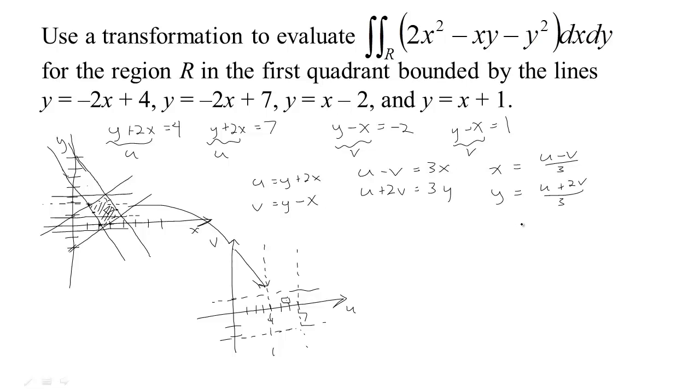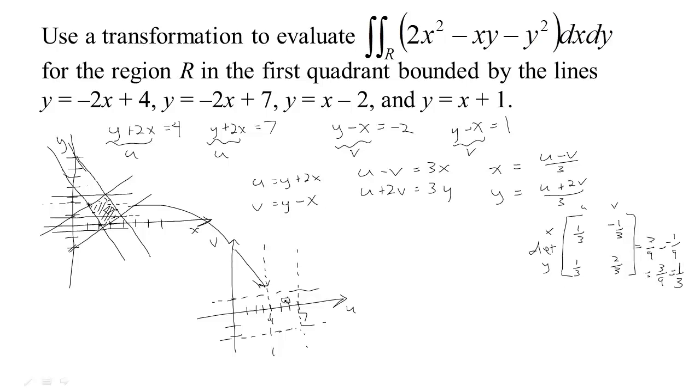Then I can just calculate the Jacobian in this case. So I've got my outputs x and y, and I've got my inputs u and v. The partial of x with respect to u is 1/3. The partial of x with respect to v is negative 1/3. The partial of y with respect to u is 1/3, and the partial of y with respect to v is 2/3. I'll take the determinant of that first derivative matrix, and I get 2/9 minus 1/9 gives me 3/9, which is 1/3.